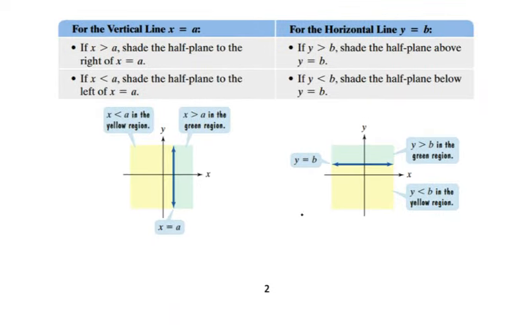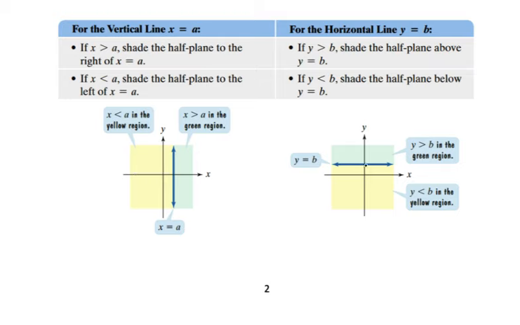Now we're going to talk about horizontal and vertical lines, and these are even easier than the types of lines that we just did. So if we have a horizontal or vertical line, we don't actually need to do a test point, we can just think about numbers that are less than or greater than. So for a vertical line, numbers that are greater than x are going to be on the right side. If x equals a, numbers greater than a are going to be on the right, so you would shade on the right. Numbers less than a would be on the left, so if it's x less than a, you shade to the left.